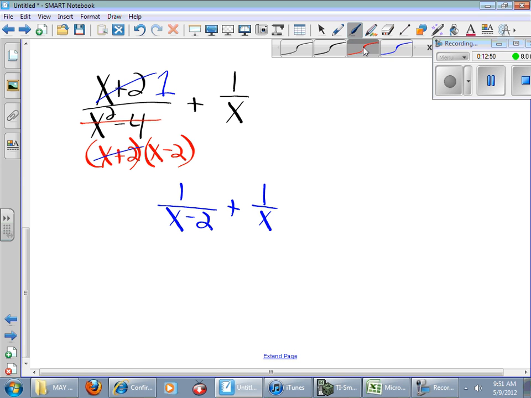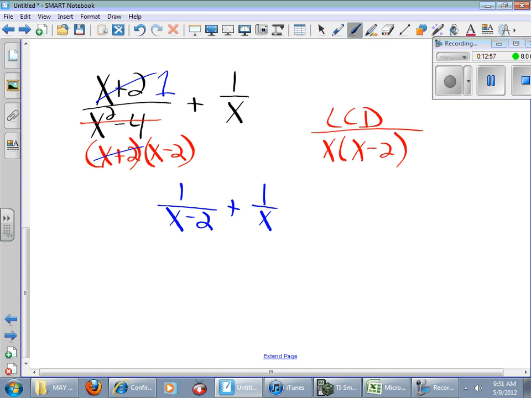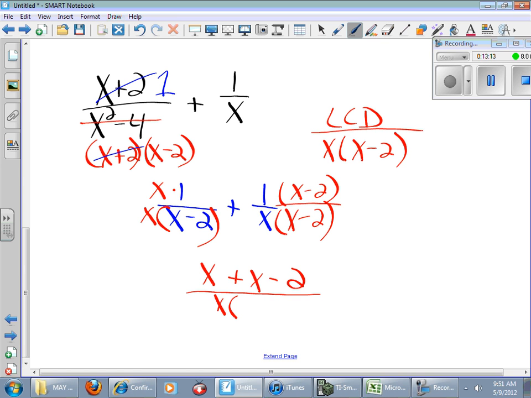And so therefore my LCD becomes x times the quantity of x minus 2. All right, I need to multiply by an x minus 2, by an x minus 2. And then here I need to multiply by an x and by another x. My numerator becomes x plus x minus 2 over x times the quantity of x minus 2. And simplified, that's 2x minus 2 over x times x minus 2.